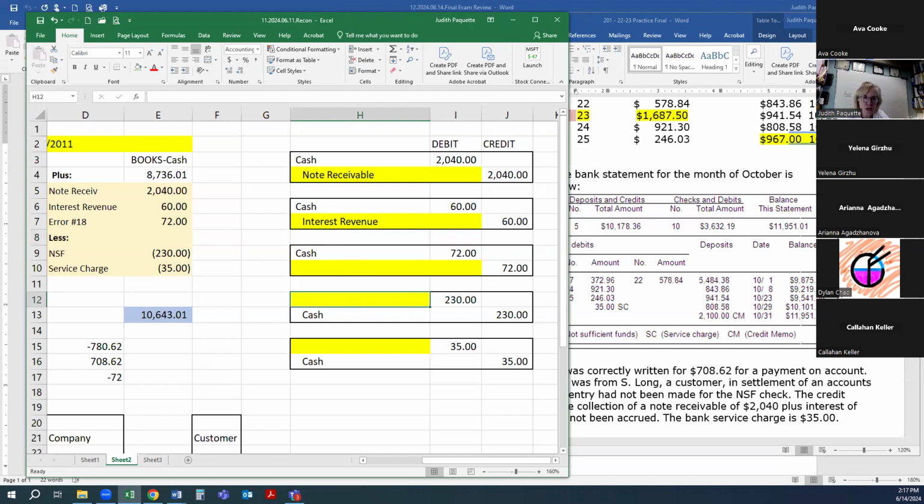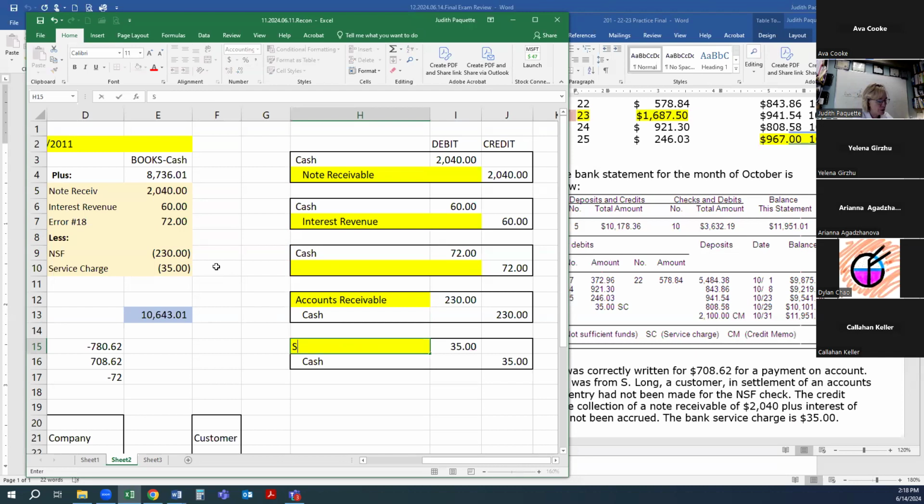An NSF check means the customer paid us, we deposited, it increased our bank account, and then when it cleared the customer's bank account, it bounced back. So our bank is saying, no, that check was no good, they didn't have enough funds, not sufficient funds. So we deducted. So we're gonna put it right back into accounts receivable. And then we're gonna have to call up that customer and say, hey, your check was no good, now you have to pay with a cashier's check, or something that's more stable.